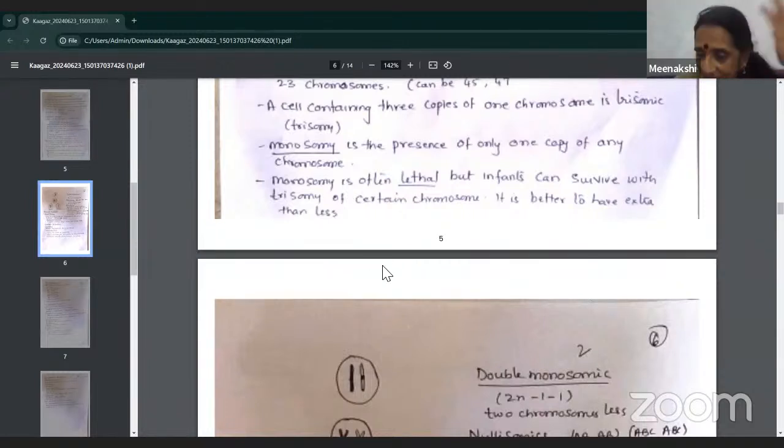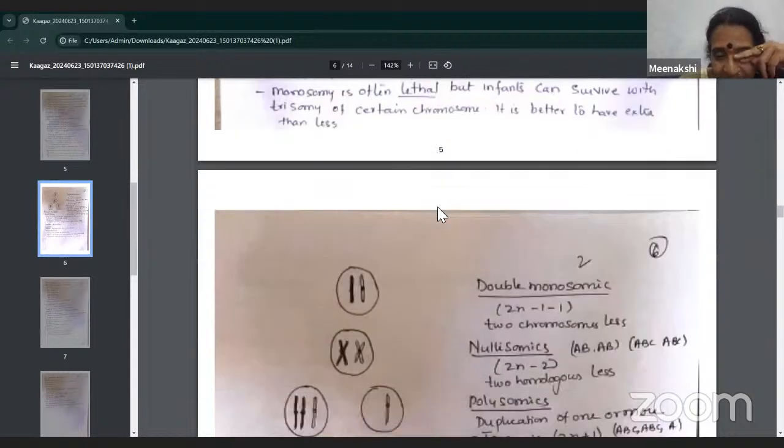For example, baldness. Baldness can be expressed only when the recessive gene for baldness is expressed. Unless and until the non-bald dominant character is there, baldness will not appear. If the dominant character has been removed, then the recessive allele is there and you will be able to see it. So the expression of the recessive allele will make it lethal. Therefore, we have to be very careful with monosomic types of syndromes.